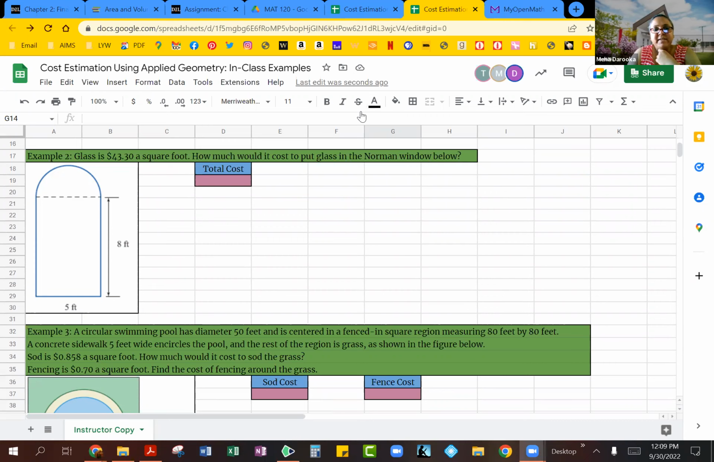Terry, yeah, very nice. Because, again, when we're talking about glass, the glass is going to cover the entire surface. You're going to have glass in here. You're going to have glass in here, right? Which means you're again covering the whole entire shape of this Norman window. So again, we are finding the area. Now, what are the two shapes we are looking at here, guys?